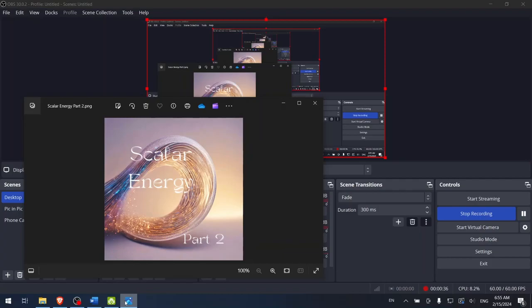All right, so here we go with our second part of scalar energy, which I think is going to be hopefully pretty interesting. Like I said, last time we talked more about the mathematics of it, a little more detailed. What is quantum entanglement? This whole idea of superposition.